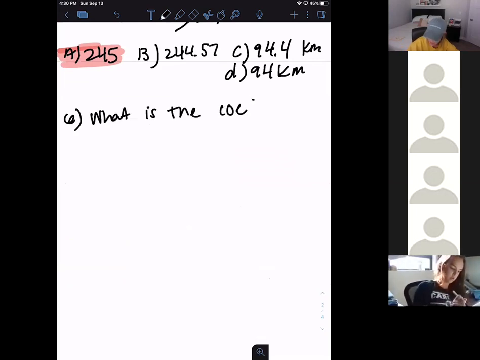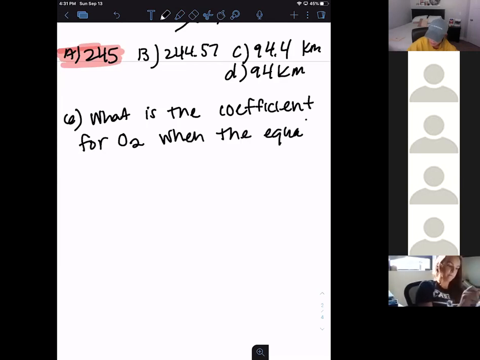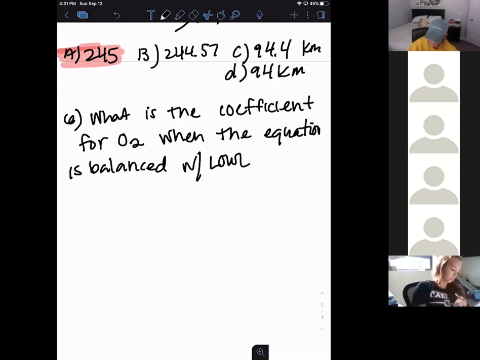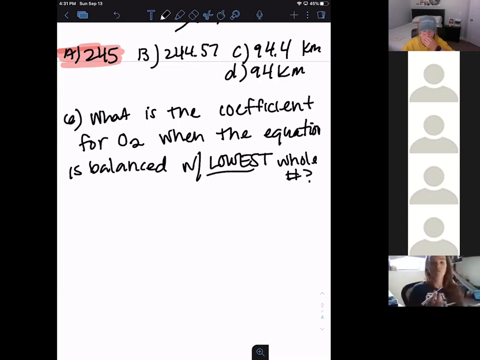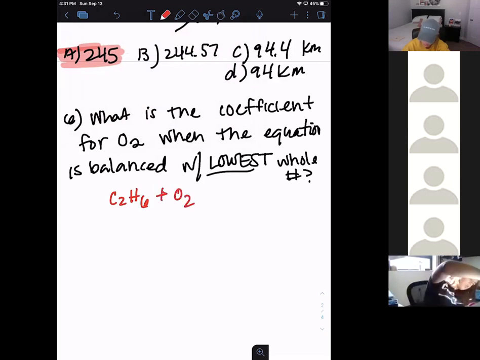What is the coefficient for O2 when the following equation is balanced with lowest whole numbers? Okay, so here is the equation, plus O2.